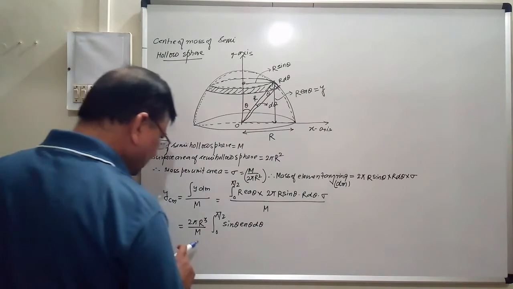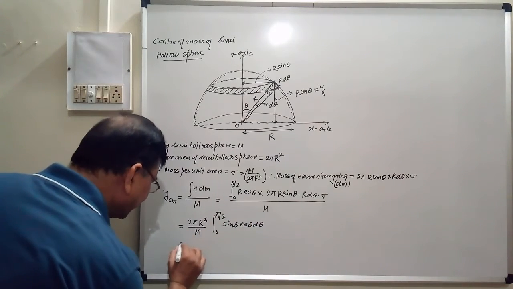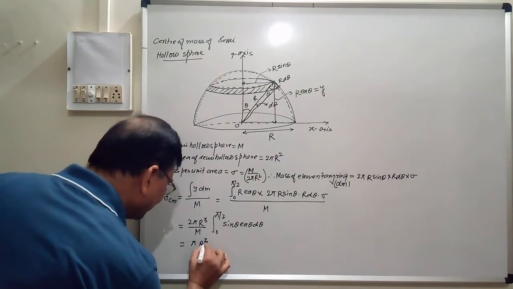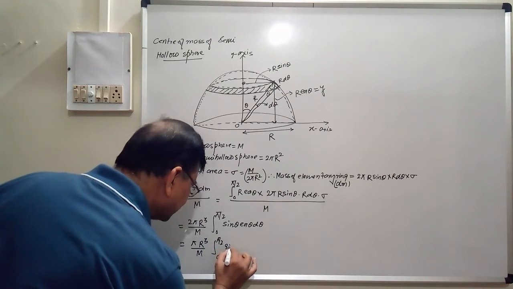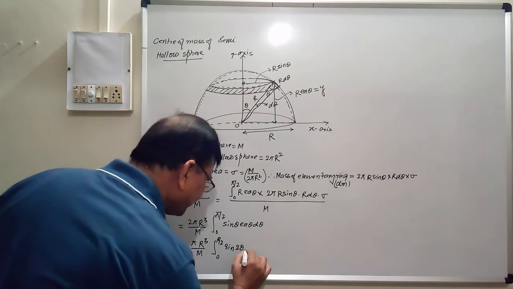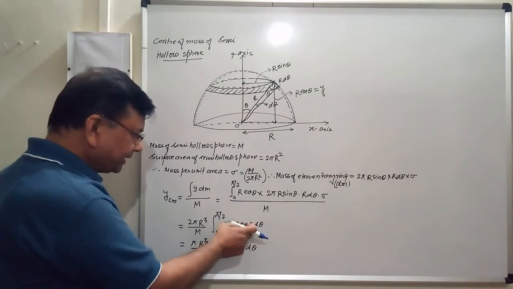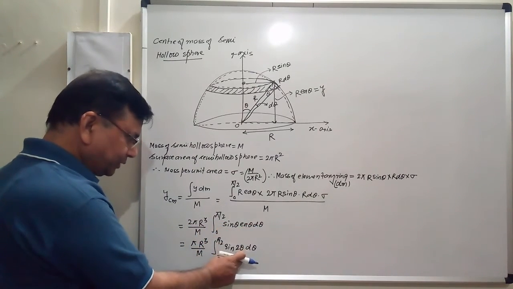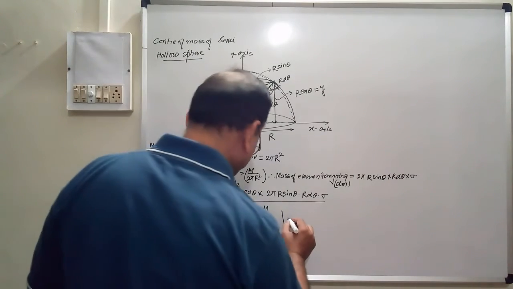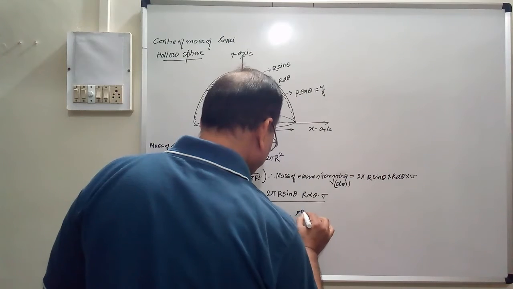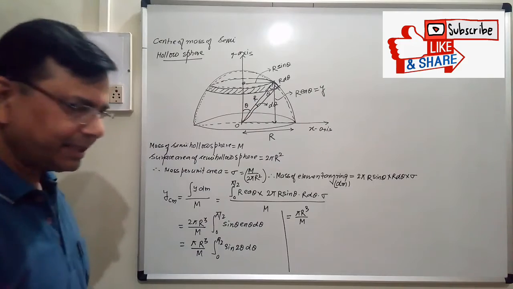So what I will do, I will take 2 inside, or we will multiply by 2 and divide by 2. We can write this as pi r cube by M, integration of 0 to pi by 2 sin 2 theta d theta. Because if you are taking 2 inside, 2 sin theta cos theta is sin 2 theta. So I have written like this.